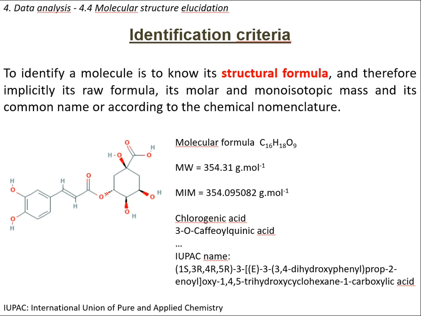Its molecular formula is C16H18O9. Its molecular weight is 354.31 grams per mole, and its monoisotopic mass is a bit less. And well, we have its structural formula, which is the organization of the atoms and their bonds in the molecule.